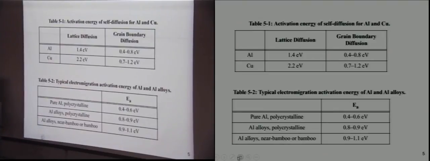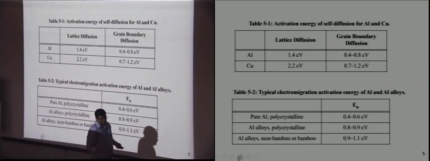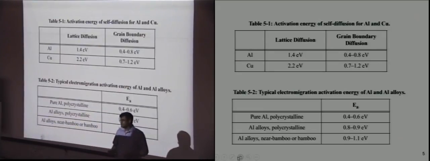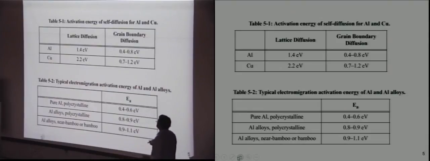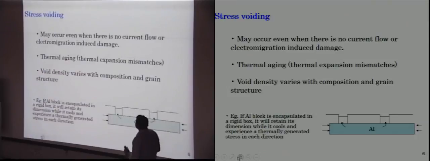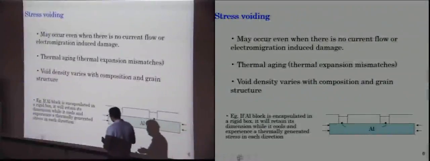But eventually we have almost completely ditched aluminum and moved to copper, primarily also not because of the fact that electromigration is better for copper, or electromigration resistance is better for copper. Other advantage is, of course, copper is much more conducting than aluminum. Okay. So because of these reasons, we have moved from aluminum to copper.